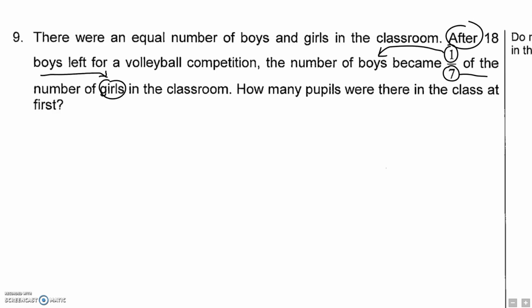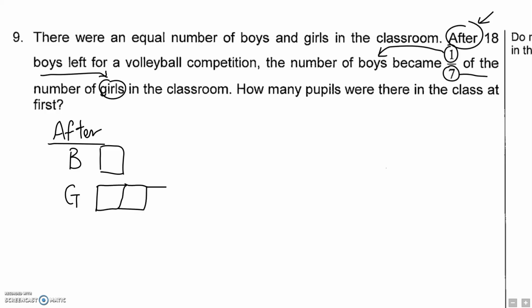Okay, so what we're going to do is, you notice this is a before and after question. Okay, after some things have changed, it became like that. So we're going to draw a model that shows after. And we are going to know that the boys is 1/7 of the number of girls, which means the boys is 1 unit, whereas the girl is a total of 7 units. So I'm going to draw the 7 units, 5, 6, 7 units.